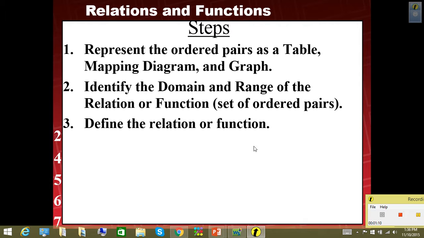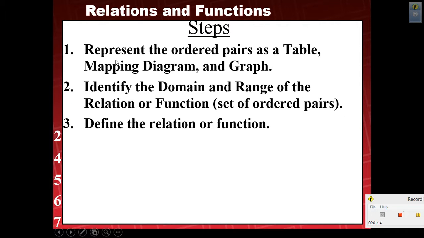All right, so 3 things that we're going to be doing today. We're going to be representing relations and functions on a table, mapping diagram, and a graph. We're going to be identifying the domain and range of those relations and functions. And at the end, we're going to define whether it's a relation or a function. Okay?